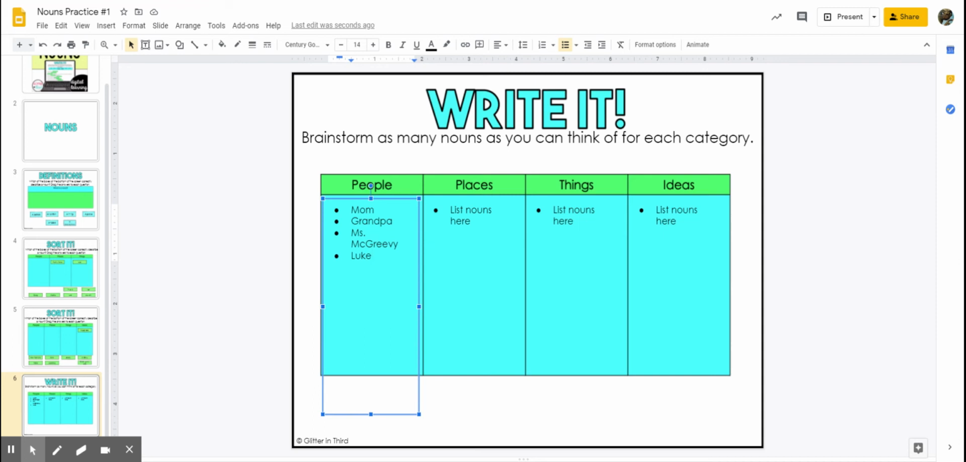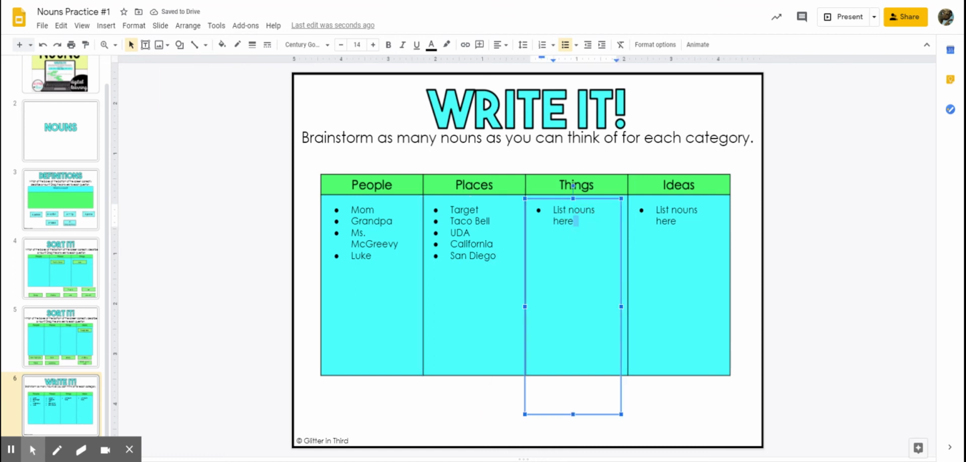In the next category, you are going to list places. These can be places like your favorite grocery store or your favorite restaurant. They can also be places like the name of your school or maybe even certain states like California or cities like San Diego. I want you to come up with as many examples of places that you can.